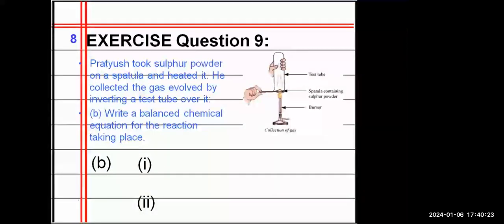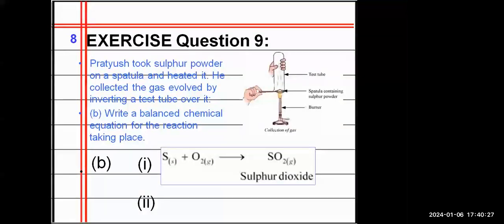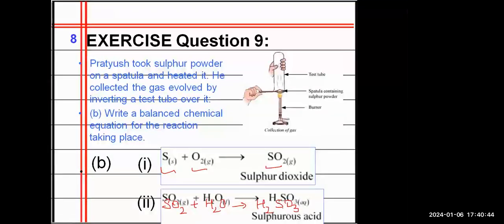The second part of the question is to write a balanced chemical equation for each reaction. So the first reaction is sulfur reacting with oxygen to give sulfur dioxide. The second equation is sulfur dioxide reacting with water, which is there on the litmus paper, to give H2SO3, sulfurous acid. So this question can be a 3-mark question.